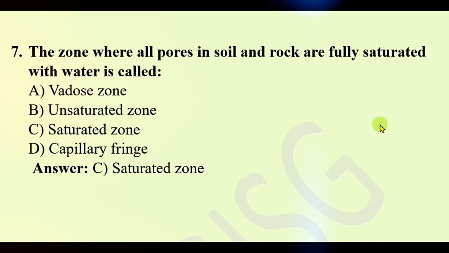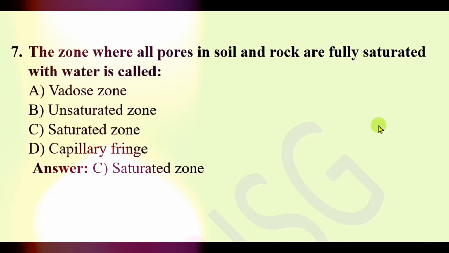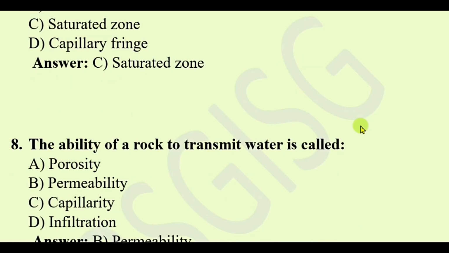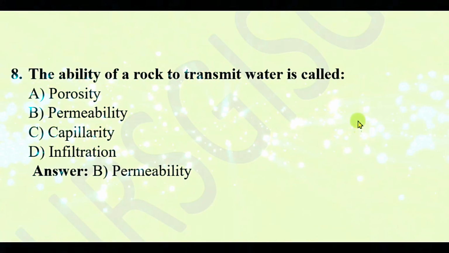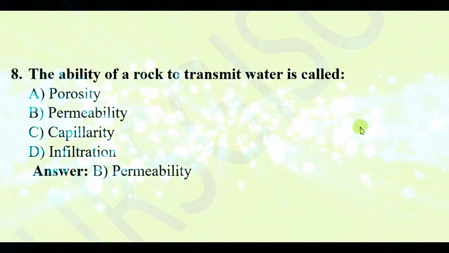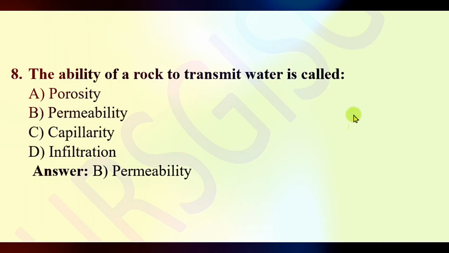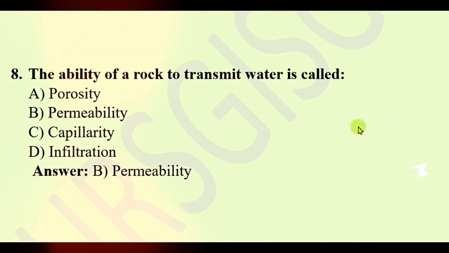Question number 7. The zone where all pores in soil and rock are fully saturated with water is called vadose zone, unsaturated zone, saturated zone, capillary fringe. The right answer will be, of course, saturated zone. Question number 8. The ability of a rock to transmit water is called porosity, permeability, capillarity, infiltration. Here the right answer will be permeability.